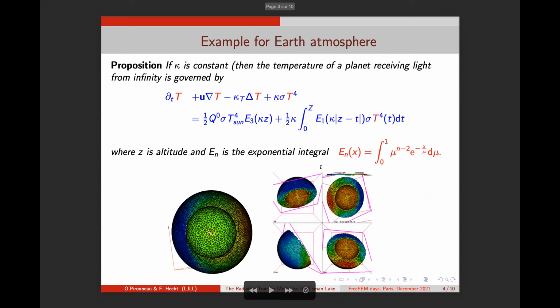Okay, so what happened is that in the case where the coefficients do not depend on the frequencies, then you have an equation, which is a temperature equation with T^4 on this side. And as a right-hand side, you also have T^4 in an integral term. And E3 and E1 are exponential integrals.